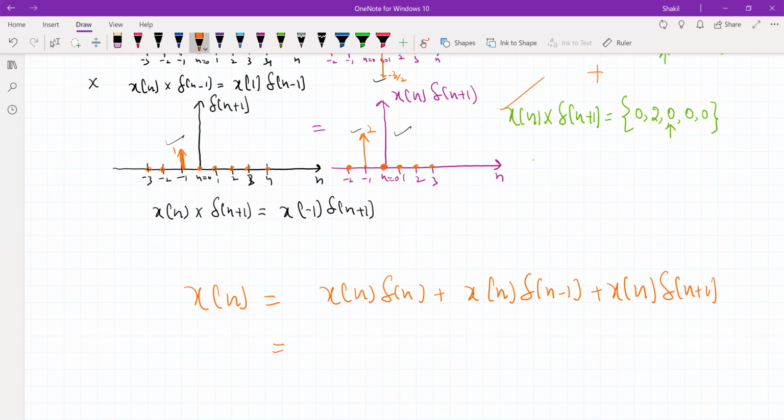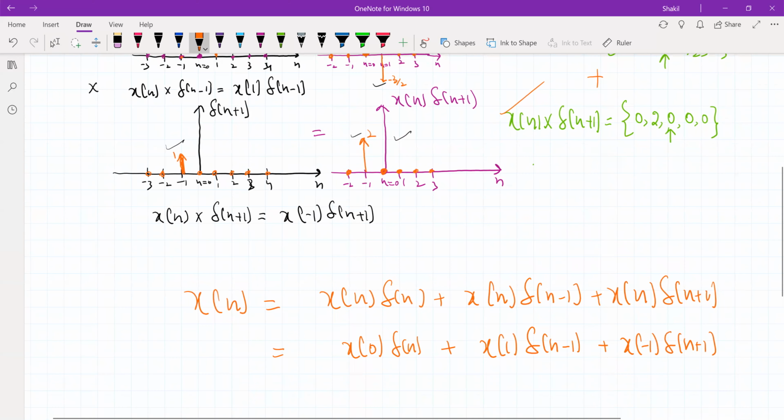And if you see from this, x of n delta n is the same as x of 0 delta n, plus x of 1 delta n minus 1, plus x of minus 1 delta n plus 1. Right? So this is how we express this. Now, why am I writing this statement from this sequence? Well, how am I doing that?